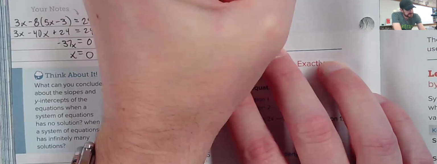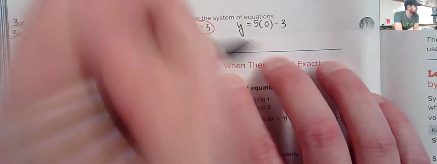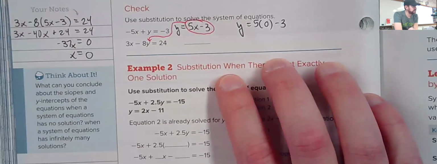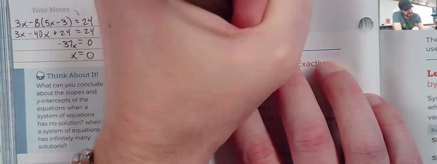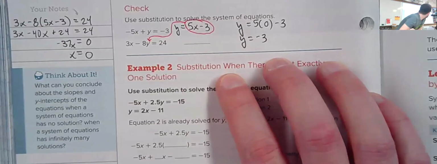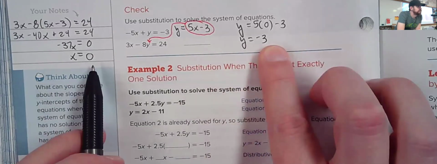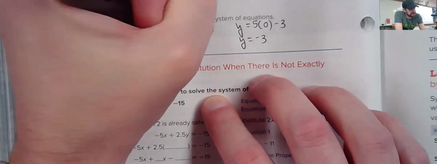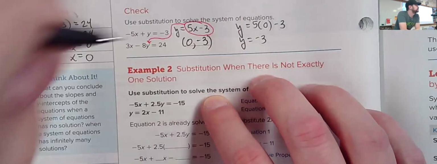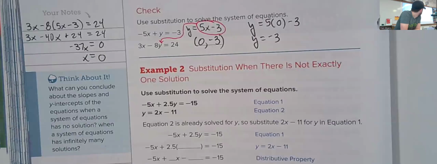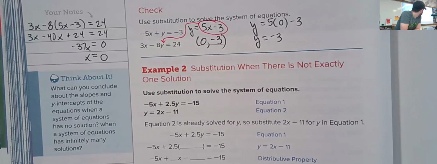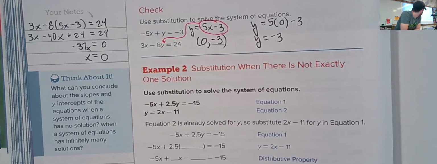So we're going to say y equals 5 times 0 minus 3. 5 times 0 is 0. 0 minus 3 is what? -3. So y equals -3, which means that both lines have a y-intercept of -3. And that's where those two lines cross. So the solution is 0, -3. That is our substitution method.